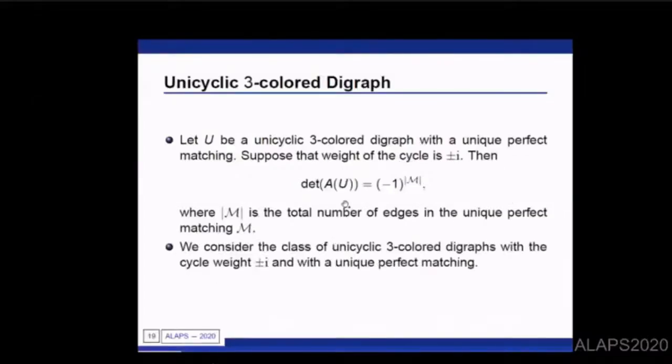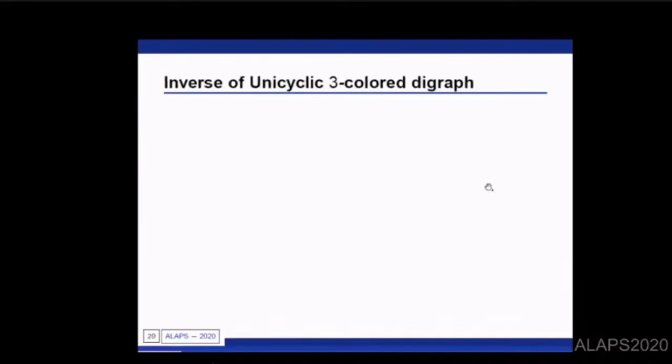That means this type of unicyclic graphs is non-singular, and the determinant is plus minus 1. So because of this, we consider the class of unicyclic three-color digraphs with cycle weight plus minus i and having a unique perfect matching. And this class we will denote by UG.